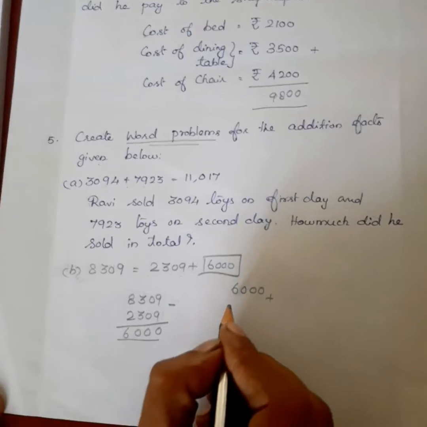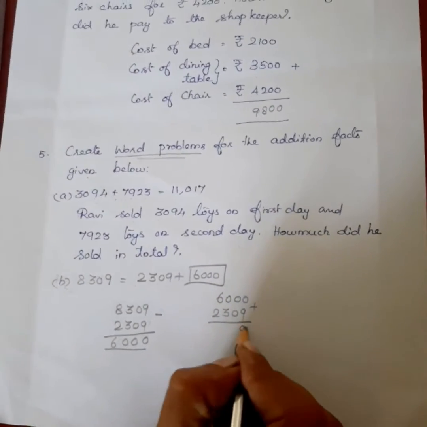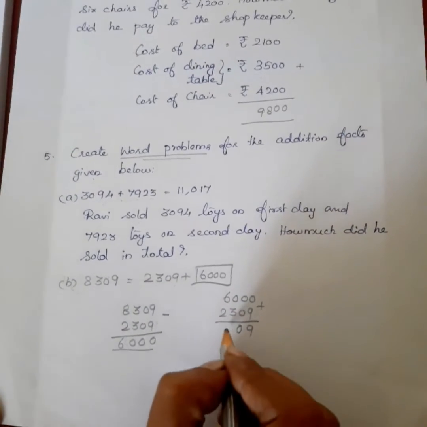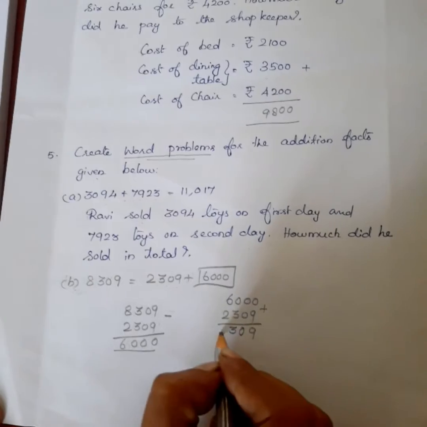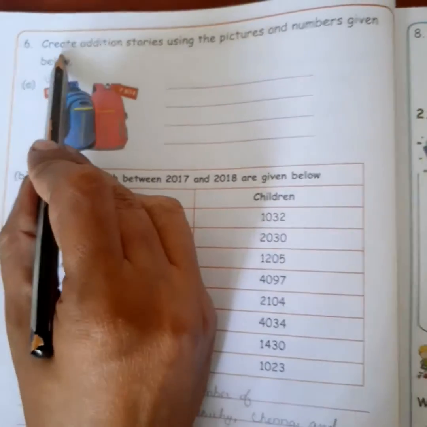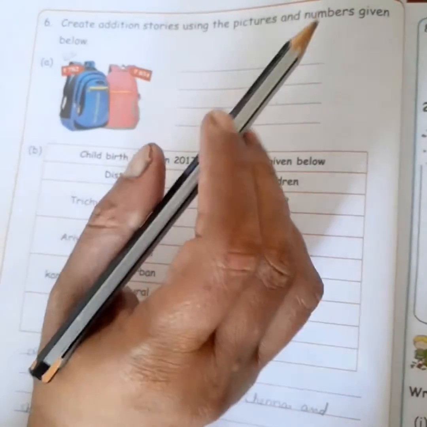Now you add the two values. 6000 plus 2309. 0 plus 9 is equal to 9. 0 plus 0 equal to 0. 0 plus 3 equal to 3. 6 plus 2 equal to 8. 8309. Create addition stories using the pictures and numbers given below. Students, you do the homework.